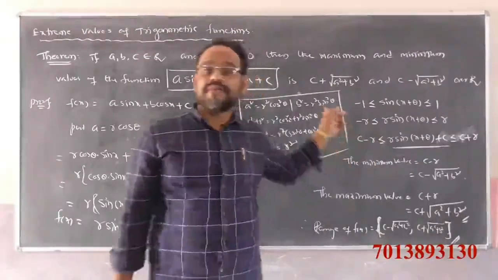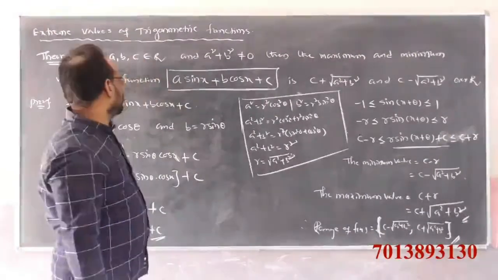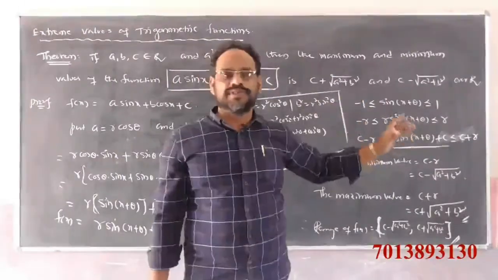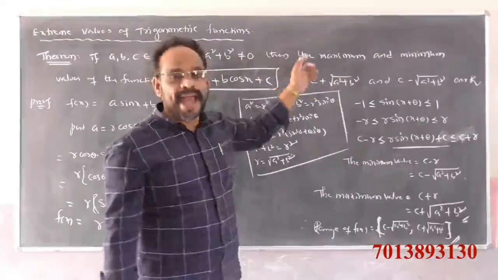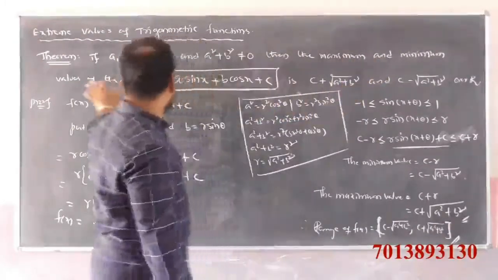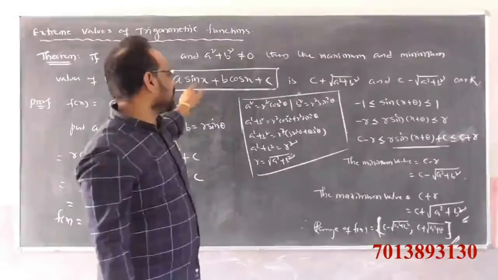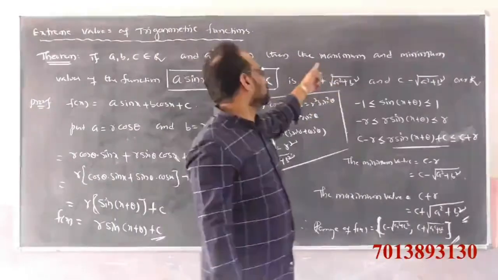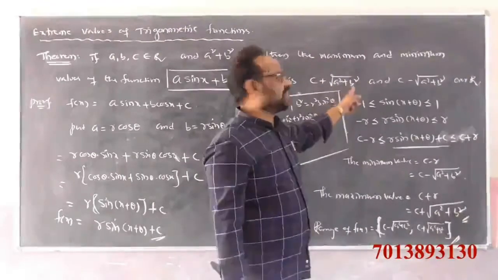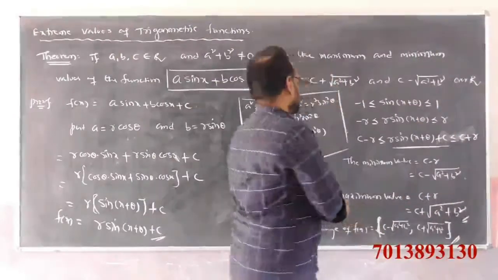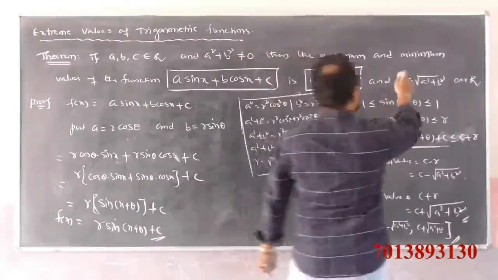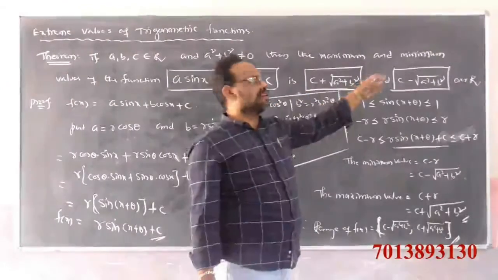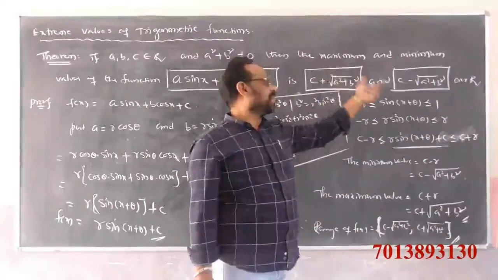We have a theorem: if a, b, c are any real numbers and a square plus b square is not equal to 0, then the maximum and minimum values of the given function a sin x plus b cos x plus c are as follows. The maximum value is c plus square root of a square plus b square, and the minimum value is c minus square root of a square plus b square, for any real values of a, b, c.